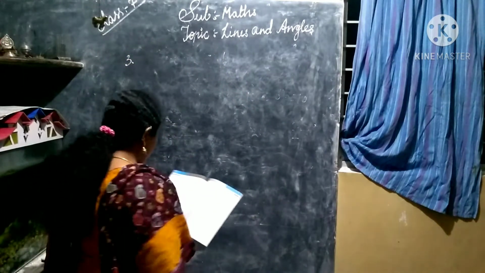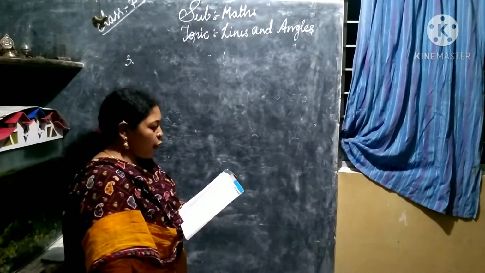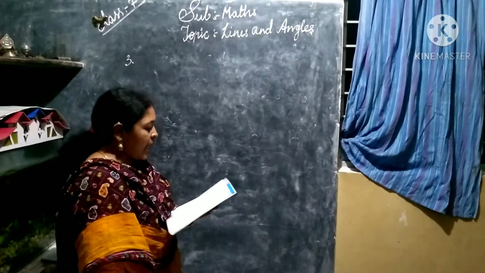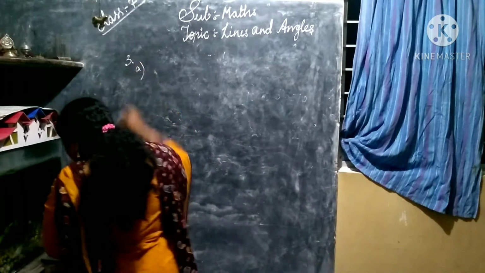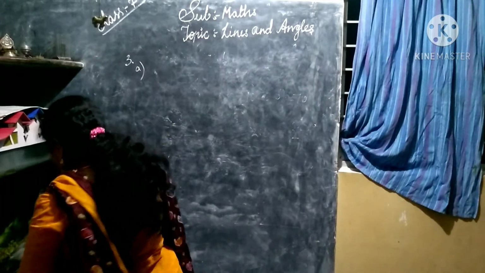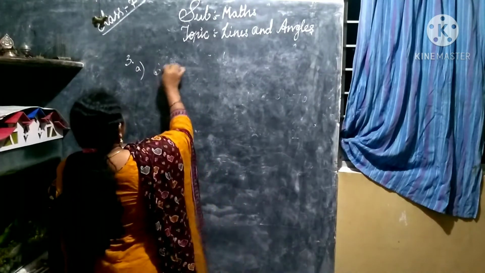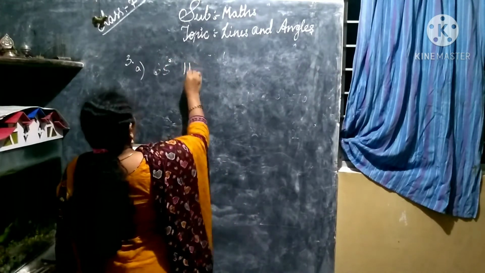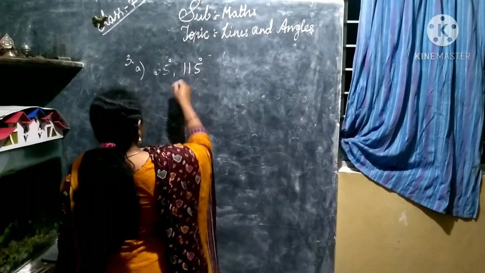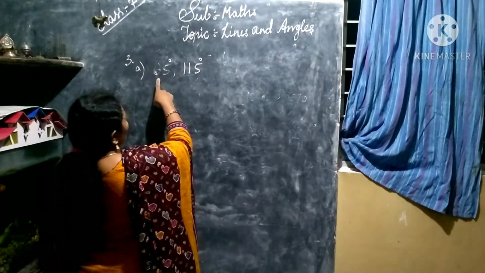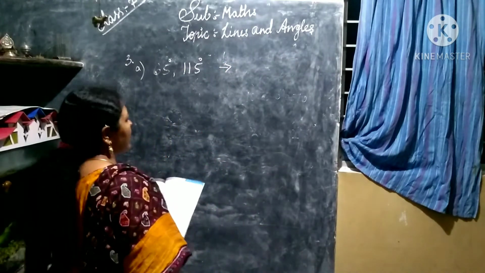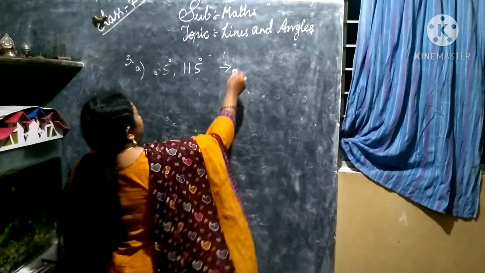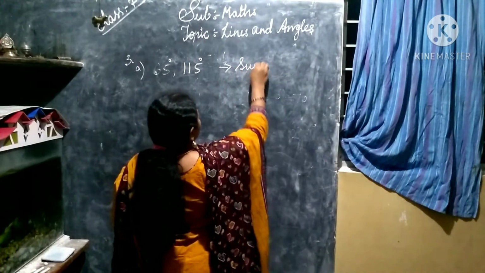The third one says, identify which of the following pairs are complementary and which are supplementary. So take the first one here. It is 65 degrees and 105 degrees. Look at this. This is an acute angle and an obtuse angle. When you get an acute angle and an obtuse angle together, what would it become? It becomes a supplementary angle.